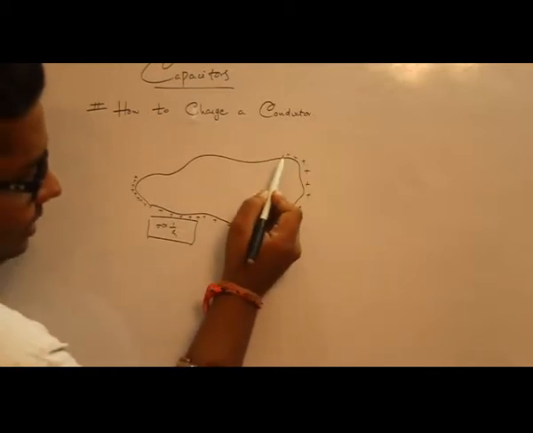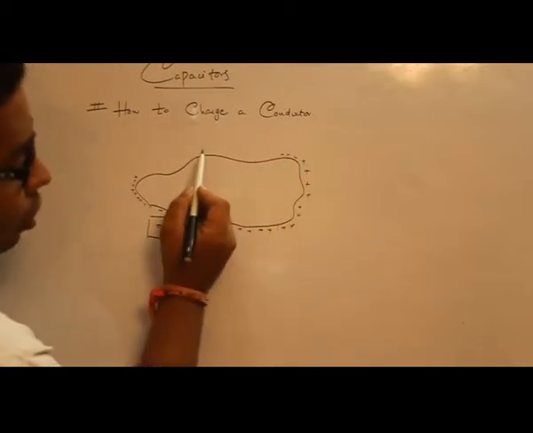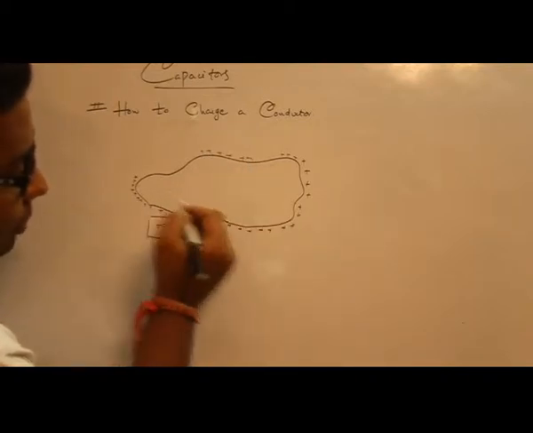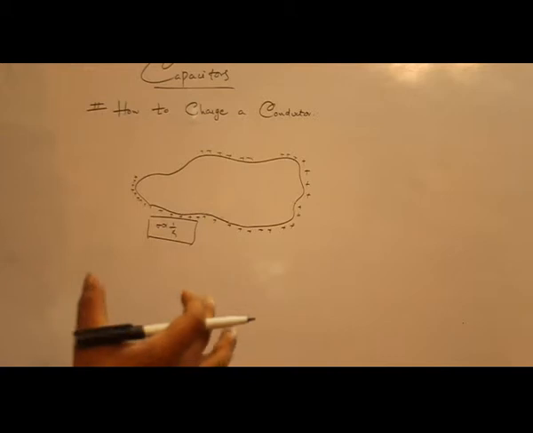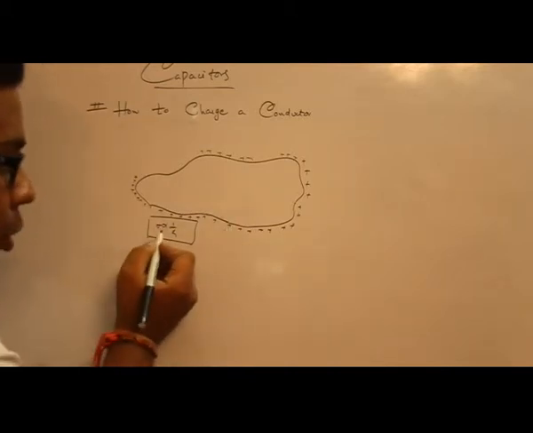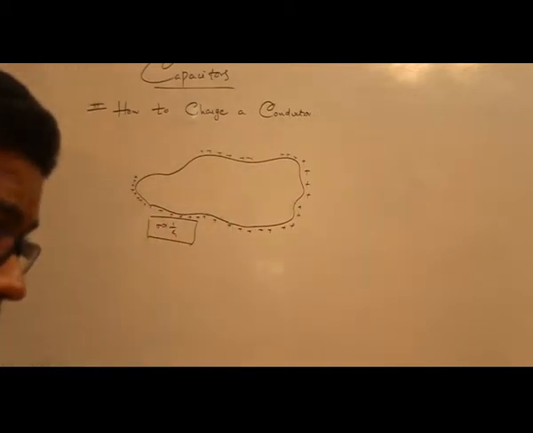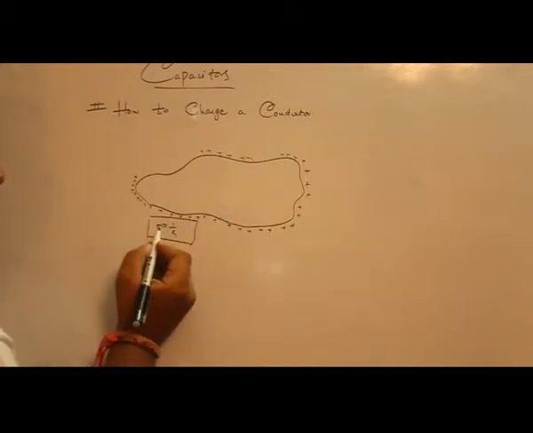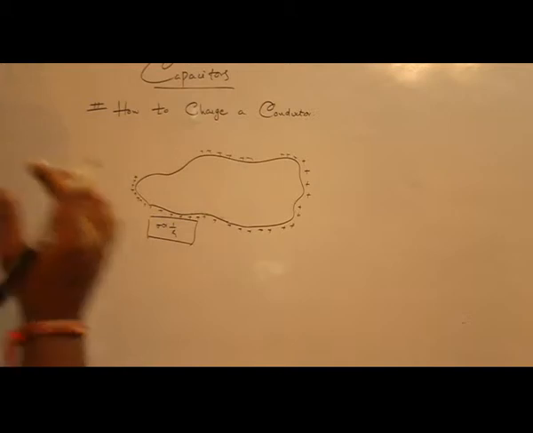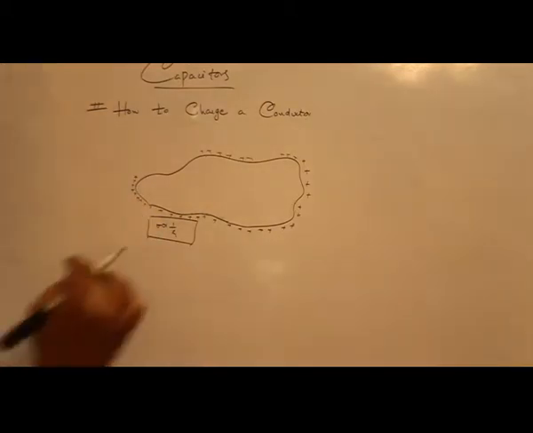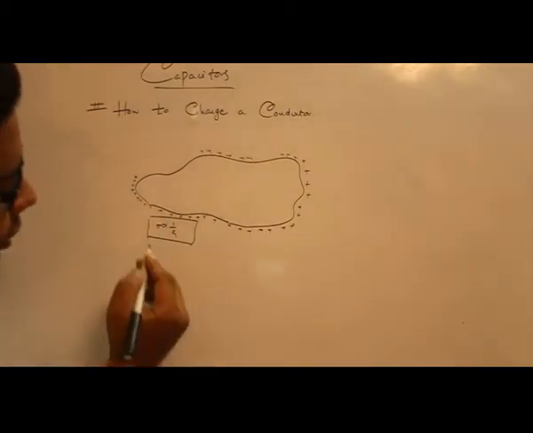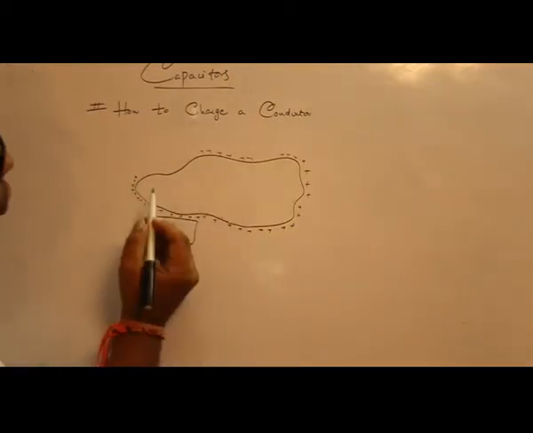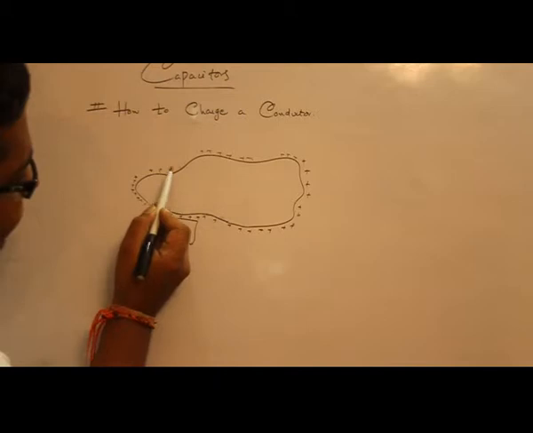When it is very sharp, the charge concentration will be more, and it will be less where the surface charge density is less. What do you mean by surface charge density? The charge present on the body per unit area is called the surface charge density, and the surface charge density will be inversely proportional to the radius of curvature. So the charge will be distributed in this way.